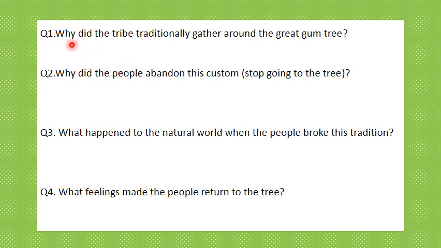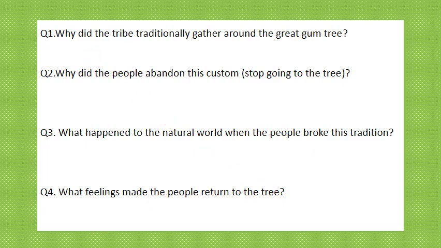Read the questions first. Why did the tribe traditionally gather around the great gum tree? Why did the people abandon this custom, stop going to the tree? What happened to the natural world when the people broke this tradition? And what feelings made the people return to the tree?